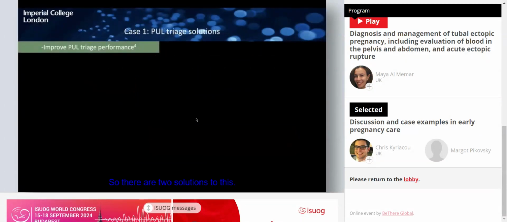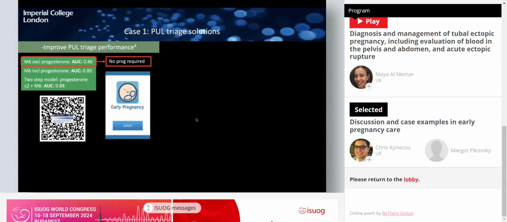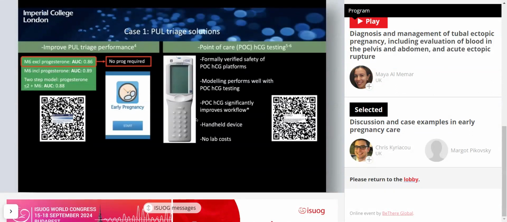So there are 2 solutions to this. The first is to improve triage performance. Access via this QR code is an external validation of PUL triage models, where the M6 model was shown to have superior performance. It works well without progesterone, so when only 0-hour and 48-hour HCG levels are available, and it outperforms any other protocols, including the HCG ratio, and we actually access this via the use of a mobile application.